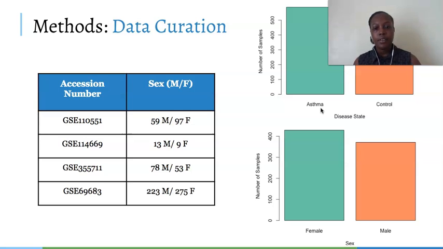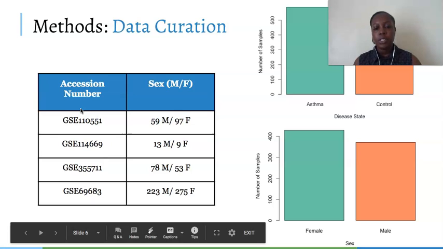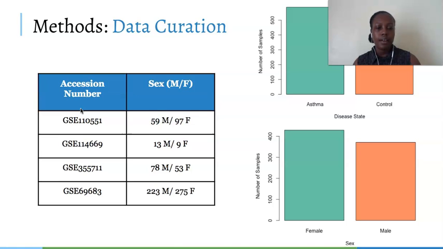After conducting our data curation, we selected these 4 data sets from GEO, which made up our cohort of about 800 individuals. And these are graphs depicting the demographics of our sample with regards to disease state and sex.